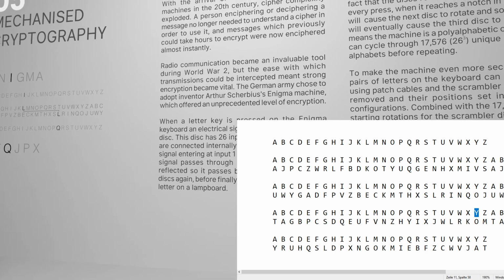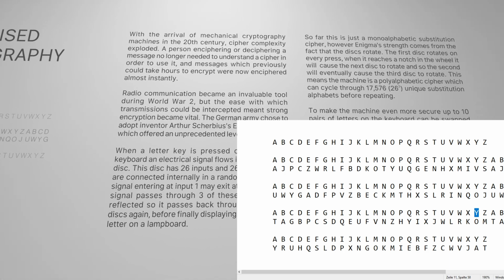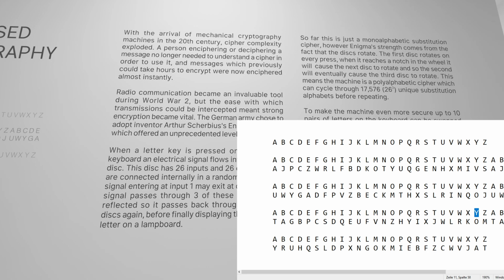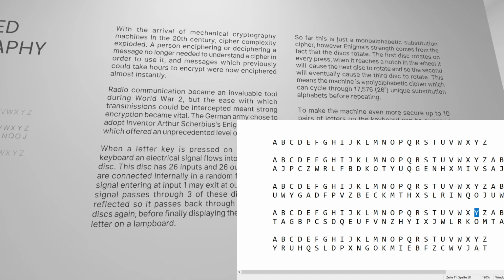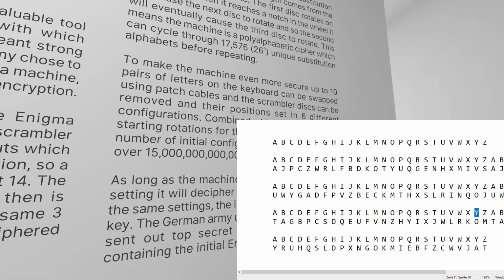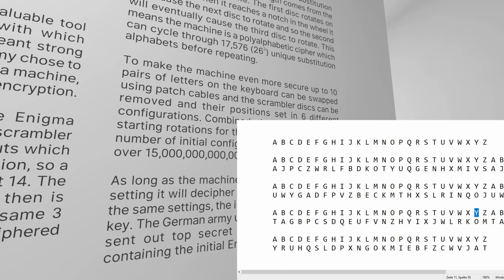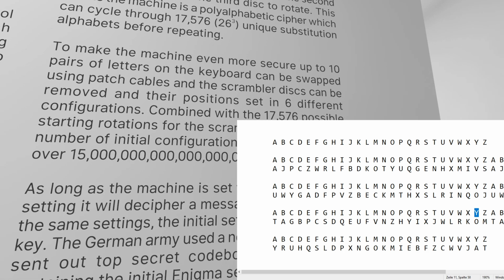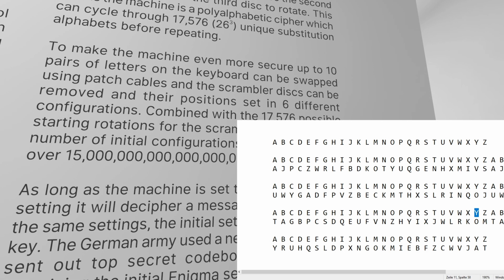But where does it say stuff about plugs? It doesn't say anything here. Am I missing that? Oh, there it is. To make the machine even more secure, up to 10 pairs of letters on the keyboard can be swapped using patch cables, and the scrambler disks can be removed and their positions set in 6 different configurations. So the different configurations, that's the 2, 1, 3. We start with 2, then 1, then 3.